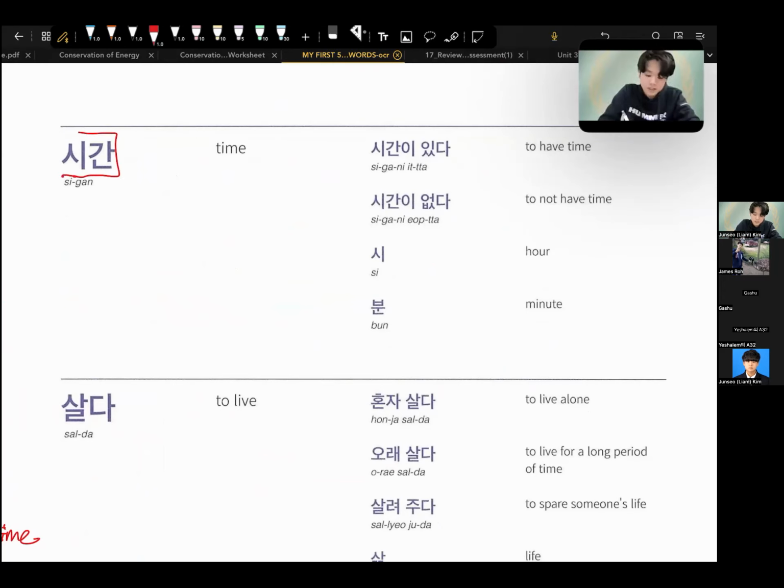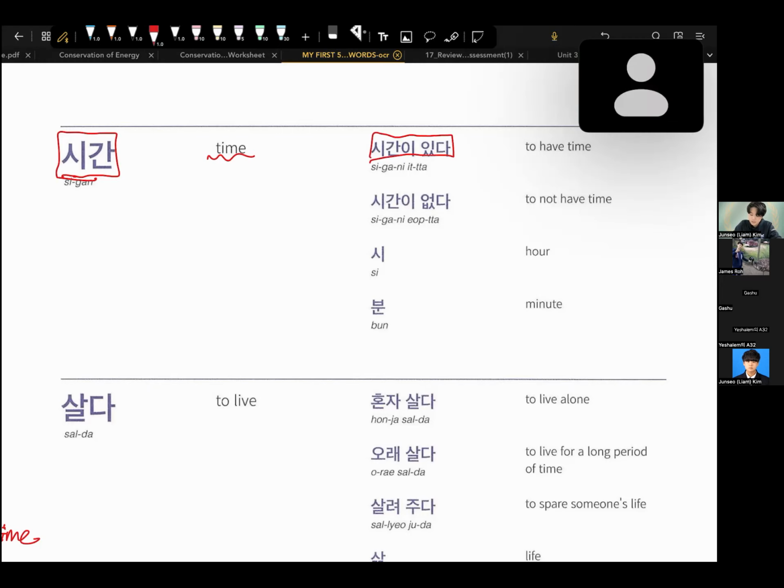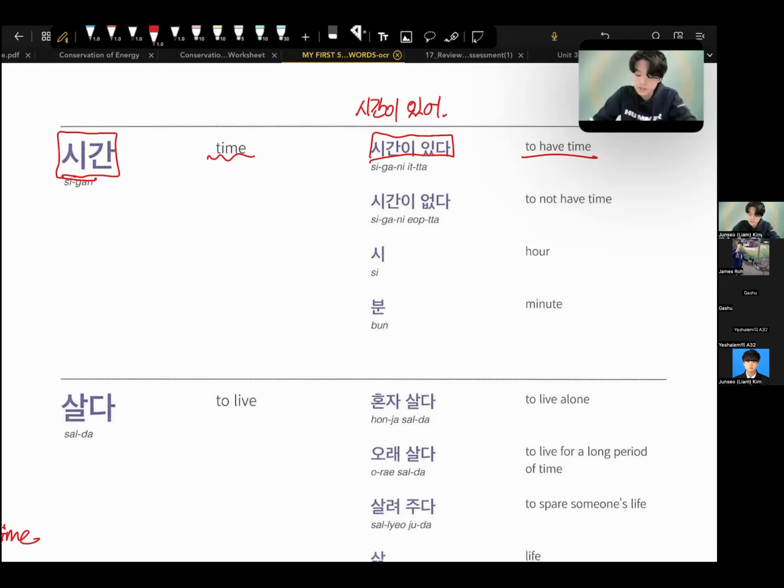시간. Nice. 시간 means time. Now let's look at the sentences. Can you follow after me? 시간이 있다. Nice. 시간이 있다 means to have time. In conversations, 시간이 있어. 시간이 있어 becomes the conversation style of saying 시간이 있다. This means, oh hey, I have time.